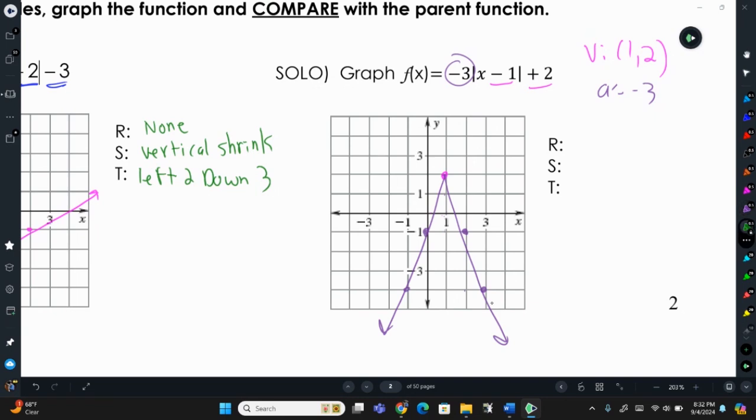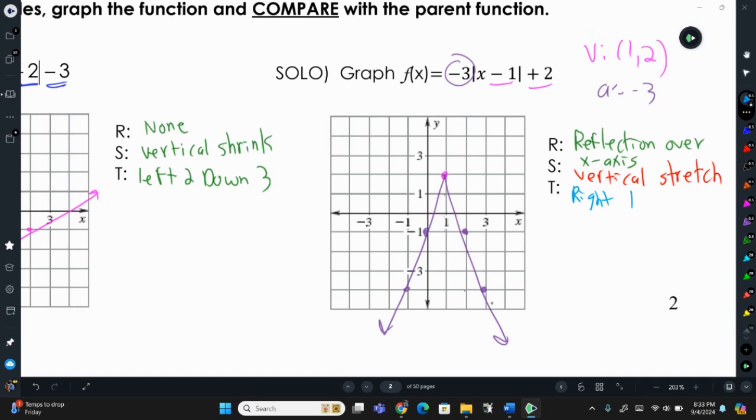RST. R stands for reflection. A is negative, so there is a reflection over the x-axis. Stretch. There is a vertical stretch because 3 is bigger than 1. Remember, we're taking the absolute value of a. That tells us if there's a vertical shrink or stretch. And then our translation, we went right 1 and up 2.